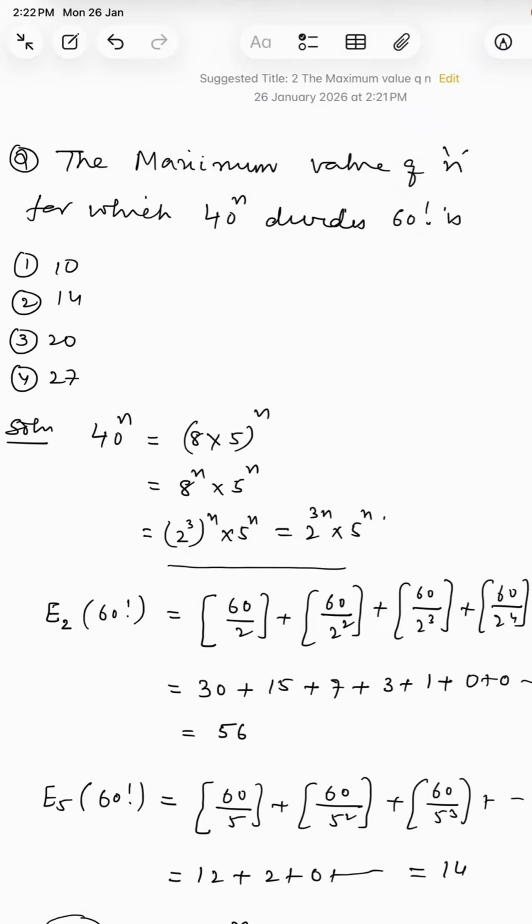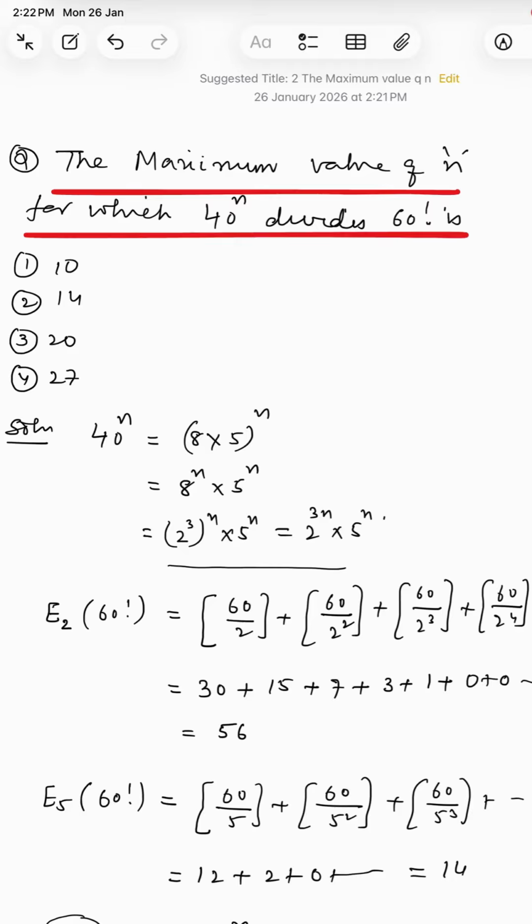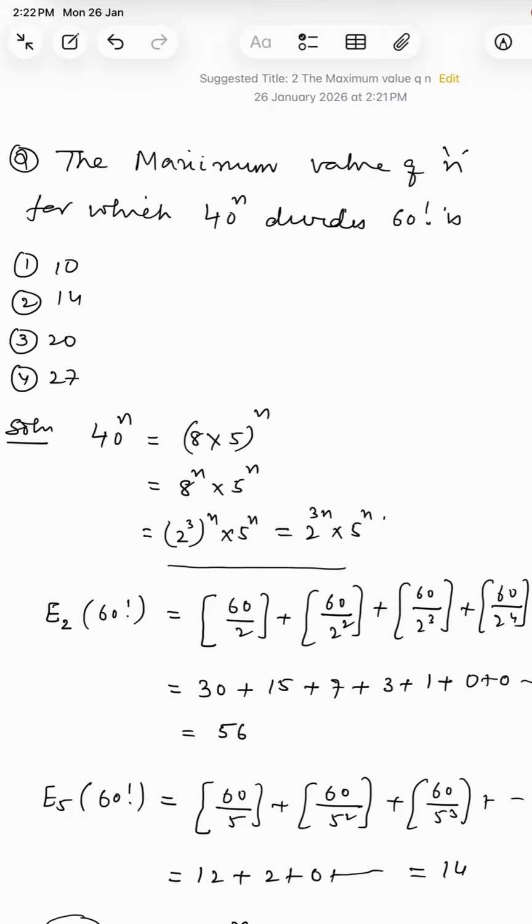Now the question is, what is the maximum value of n for which 40 to the power of n divides 60 factorial? The options given are 10, 14, 20, 27.